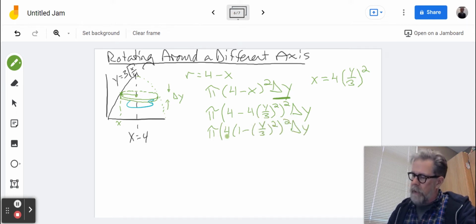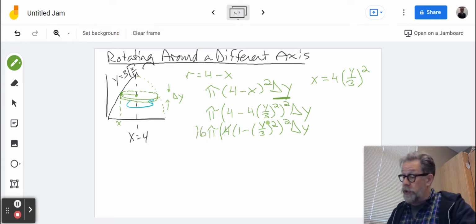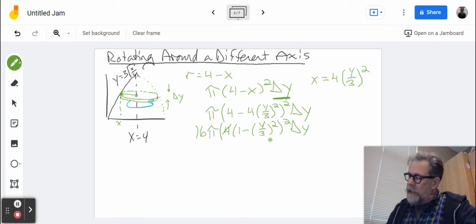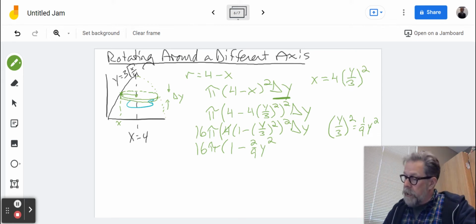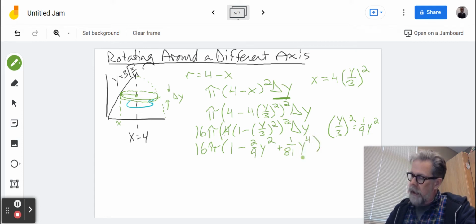squared delta y. So I'm going to take that 4 and put it out here, but it will be a 16 because it's actually 4 squared. And I'm also going to square this (1 minus (y over 3) squared). So what I get is 16 pi times 1 minus, well, (y over 3) squared is 1/9 y squared, so I actually have 2/9 y squared when I multiply the binomial, plus 1/81 y to the 4th.